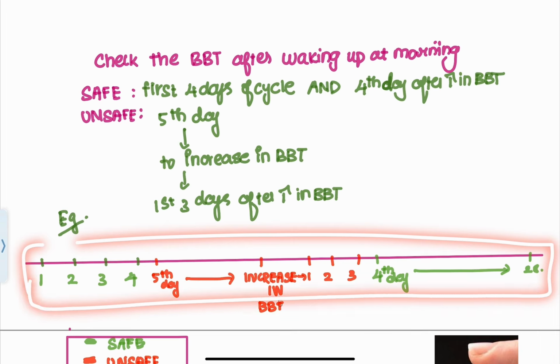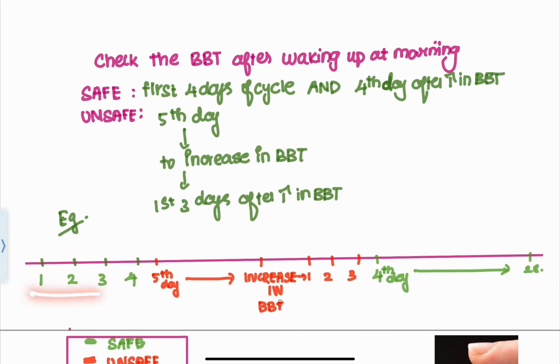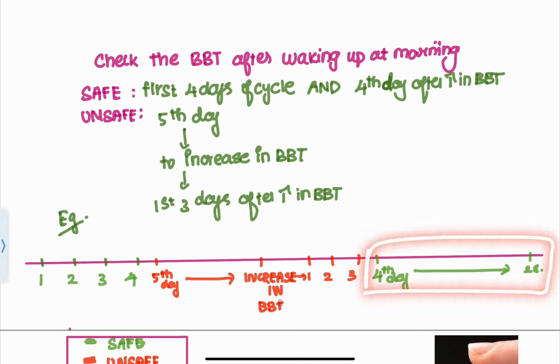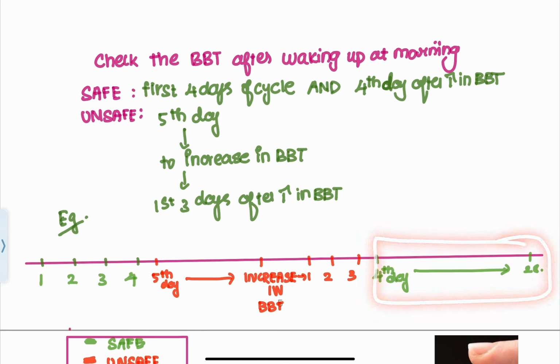Clear? Now see, similarly we have given here day 1 to day 28 of the menstrual cycle. So day 1 to day 4 of the menstrual cycle is the safest period. Similarly, from day 4 after the increase in basal body temperature till the end of the cycle, this is also the safest period. So that's why I told you 4 is equal to safe. From 1 to 4 it is safe, and from the 4th day after the increase in basal body temperature till the end of the cycle, it is also the safest period.